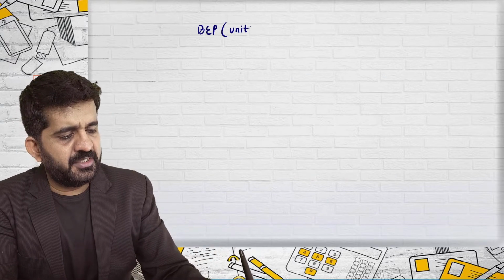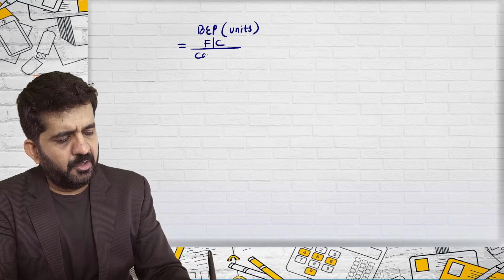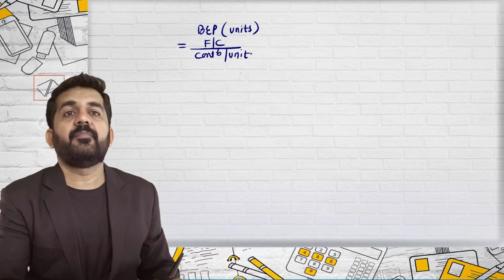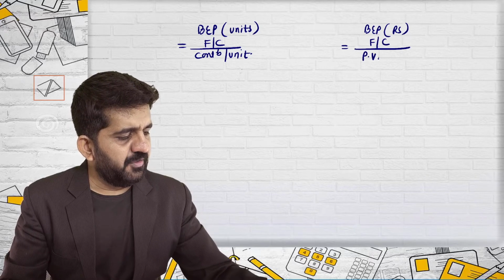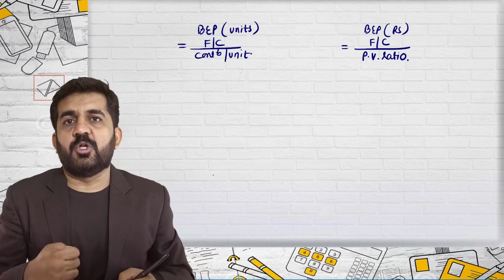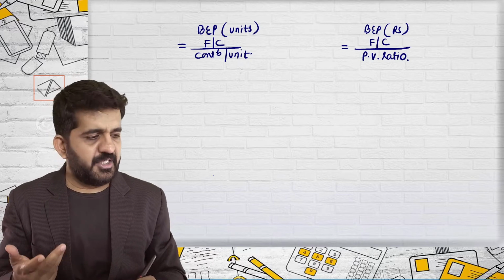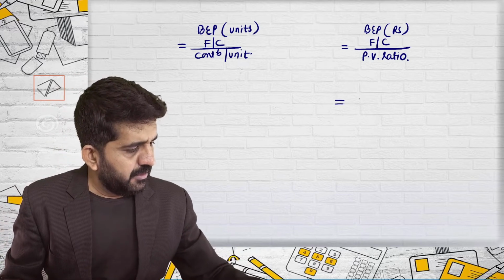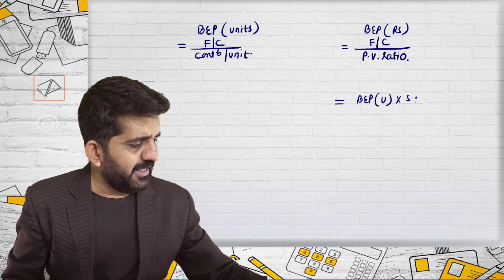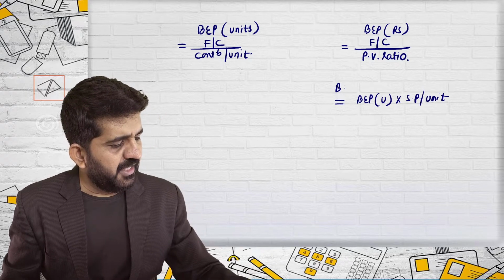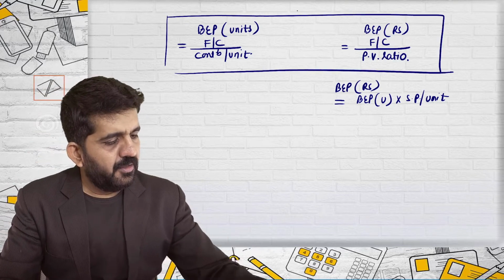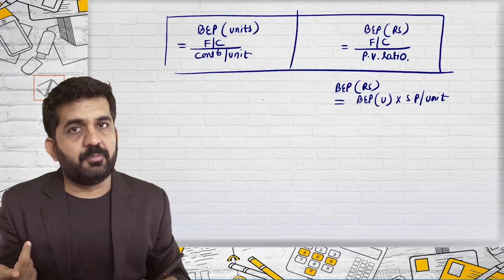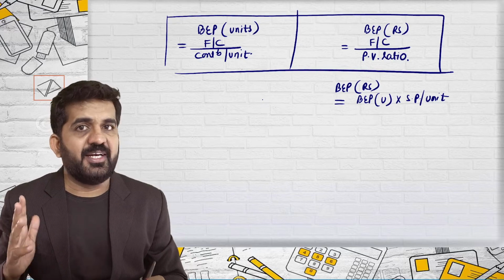So I can find out break even point in units by fixed cost upon contribution per unit and break even point in rupees by fixed cost upon PV ratio. Yes, for rupees I can also find out break even point in units multiplied by selling price per unit. So the alternate formula is break even point in units multiplied by selling price per unit, which will also give me break even point in rupees. But try to always compare this. Whenever it is break even point in units, what is divided is contribution per unit, and whenever it is break even point in rupees, what is divided is PV ratio.